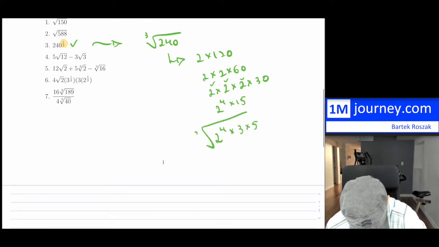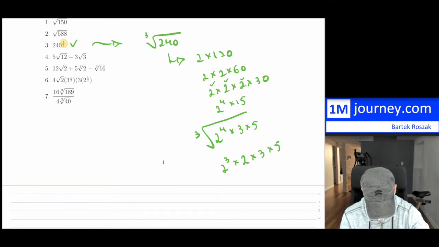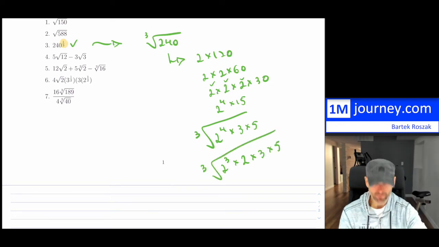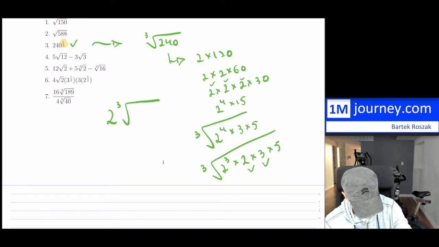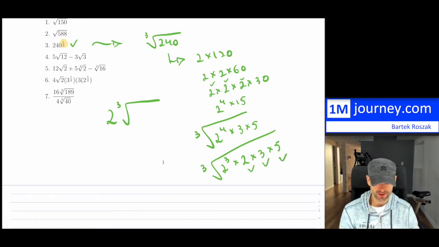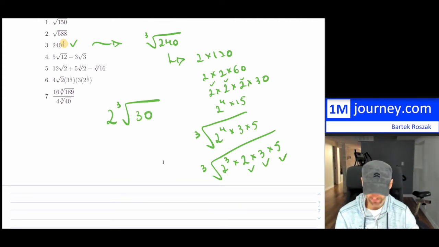Now, if you want the cube root of this, we can only take out 2 to the 3, so one of the 2's will remain behind. That's what you would have there. And then this 2 will come out, so your answer will be 2 times the third root of 2 times 3 times 5. So 2 times 3 is 6, 6 times 5 is 30. So that's it. That would have been the answer.